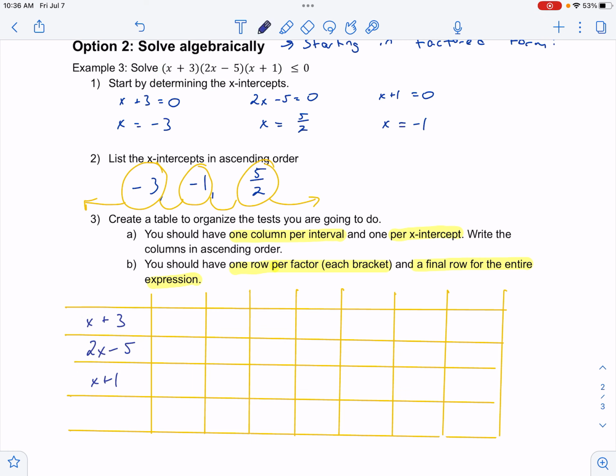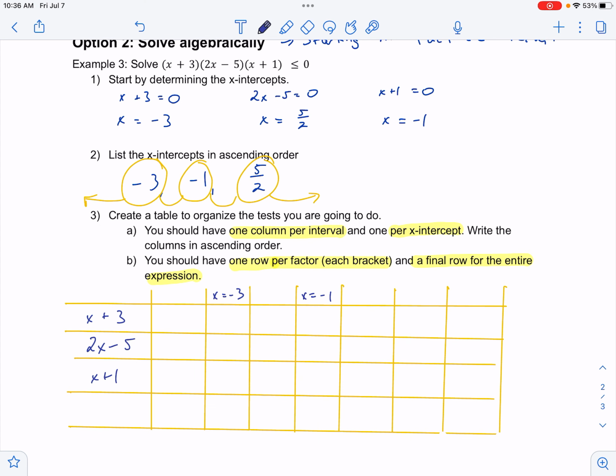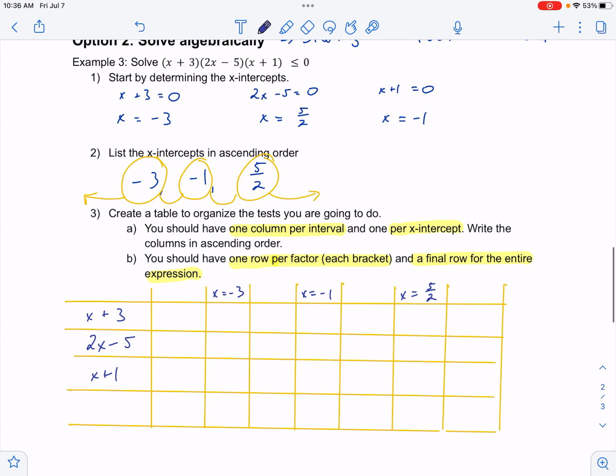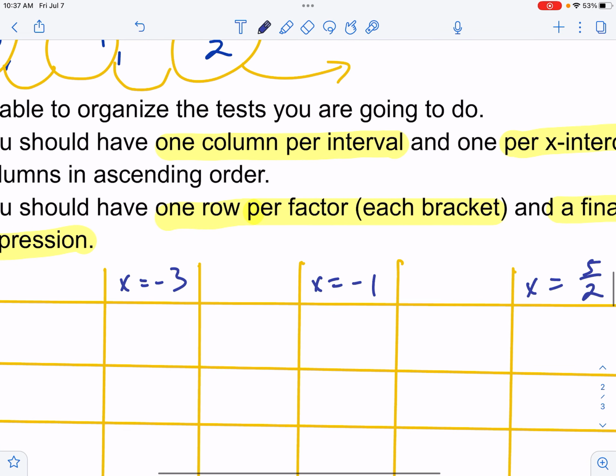Now I'm going to fill in my x-intercepts, and I'm just going to skip one every time I do it. So our first x-intercept is at -3, -1, 5/2. The reason I skipped one is because now I also need to indicate the intervals. So for example, between -3 and -1, I need a column for that, which is right here. And the title for my column is going to be -3 to -1, anything within that range.